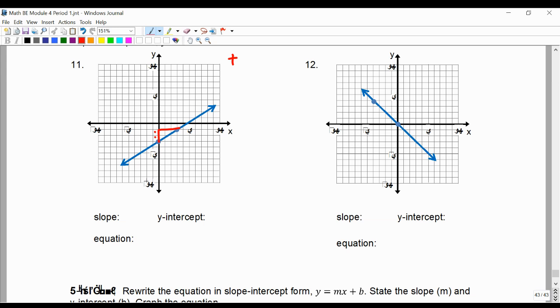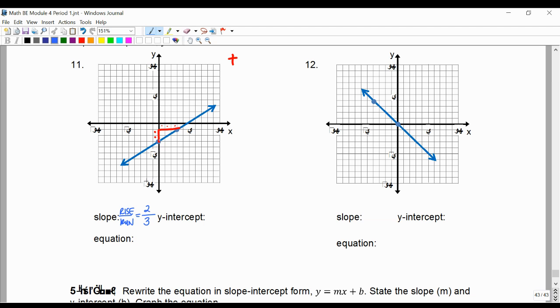And we're going to count our rise. So slope is rise over run. So it's up 2 units, and it is right 1, 2, 3 units. So our slope is 2/3.